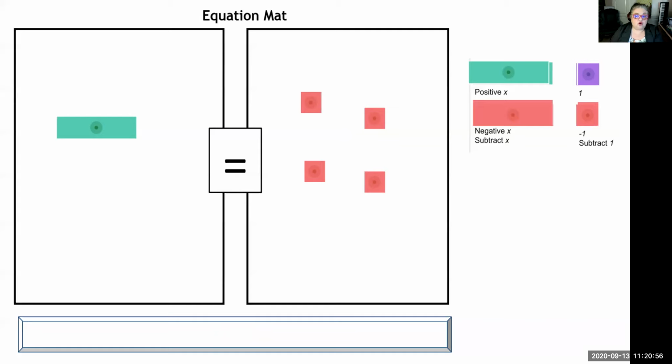There's 4 red squares. So then that means that x is -4.